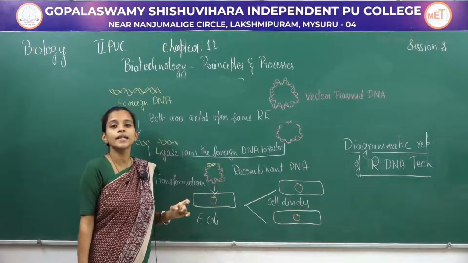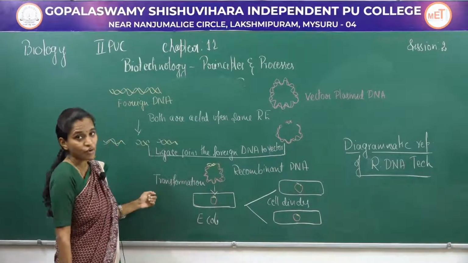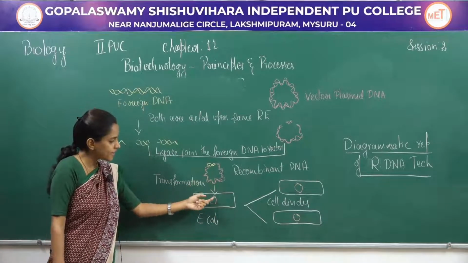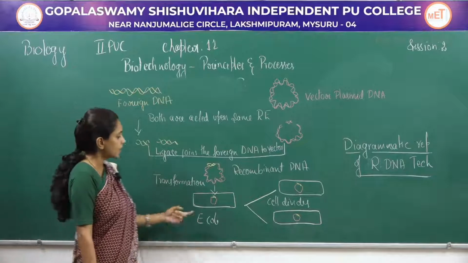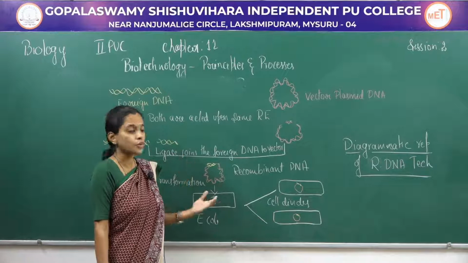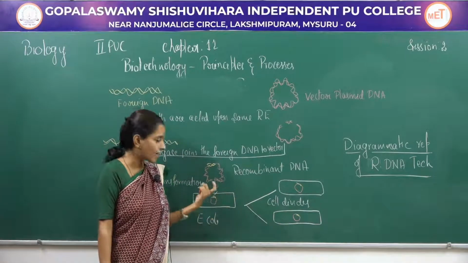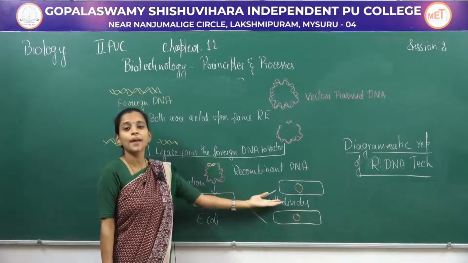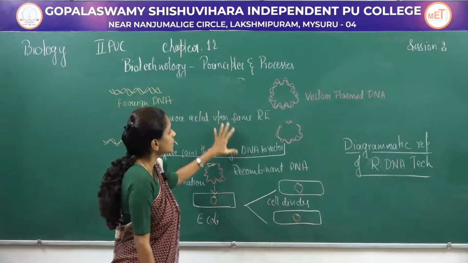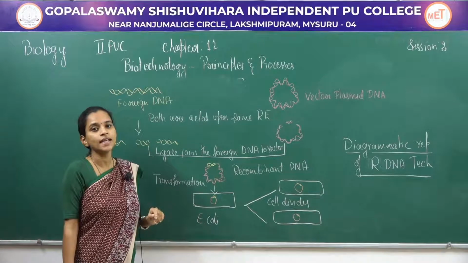Now, this recombinant DNA is introduced into the host through a process of transformation, and here the host is E. coli. So, this recombinant DNA is introduced into the E. coli. This bacteria, when it multiplies itself or undergoes reproduction, produces daughter cells, and these daughter cells also have this plasmid which has been replicated using DNA polymerase enzyme. So, this is the diagrammatic representation for recombinant DNA technology.